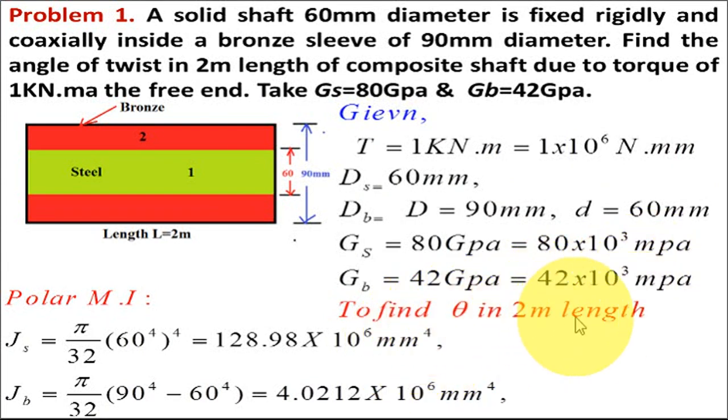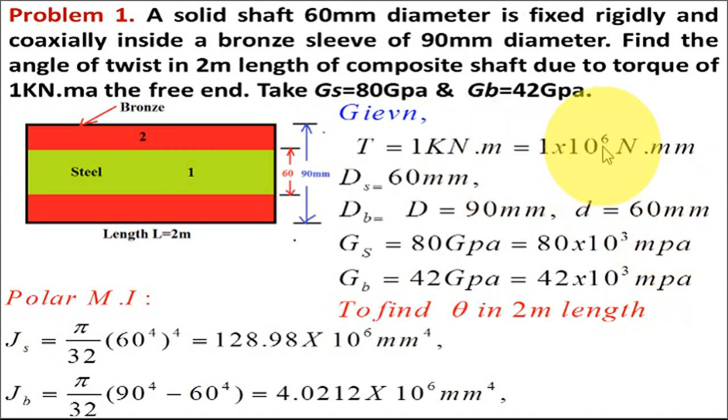You have to calculate theta in 2 meter length. And again, a torque is given: composite shaft due to torque of 1 kilonewton meter. So 1 kilonewton meter is the torque given, that is the total torque. You have to convert it into Newton mm, because all these dimensions are in Newton mm. MPa means Newton per mm square.